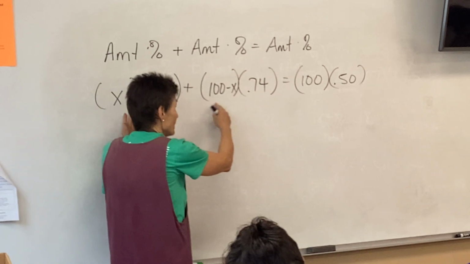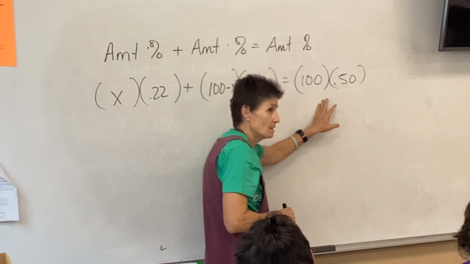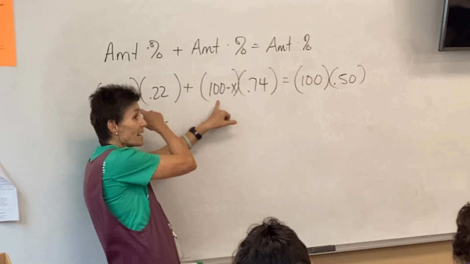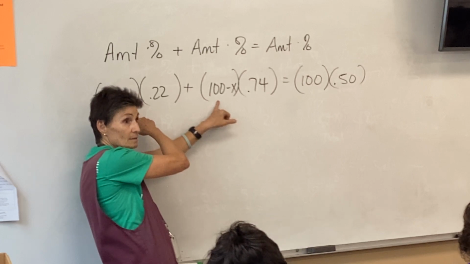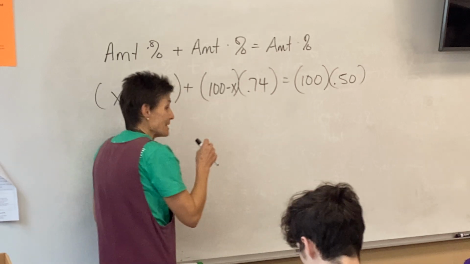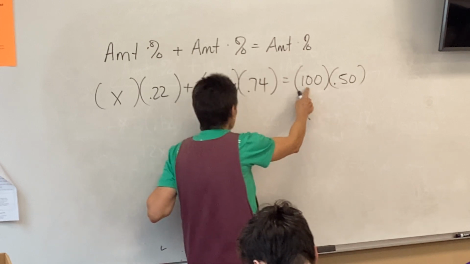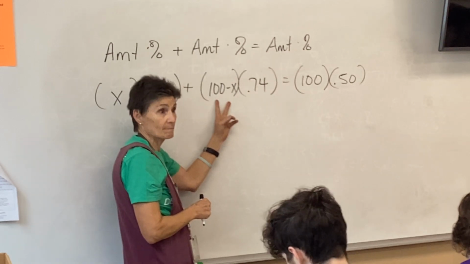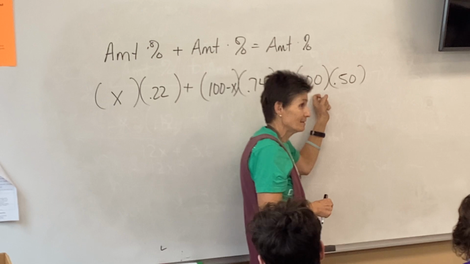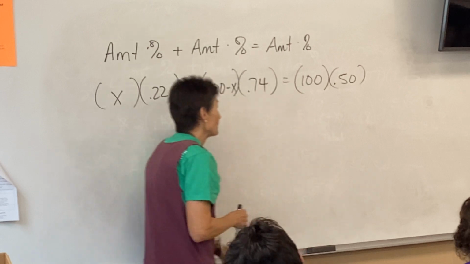These two together make 100. So since 100 is the total, to get this amount, I have to subtract X off of it. Does that make sense to you? You will always have one number somewhere. If the number is here, then this is going to be 100 minus X. If the number's here, then this is going to be 100 plus X, because you're adding those to get this one. Okay? All right, now we start solving.